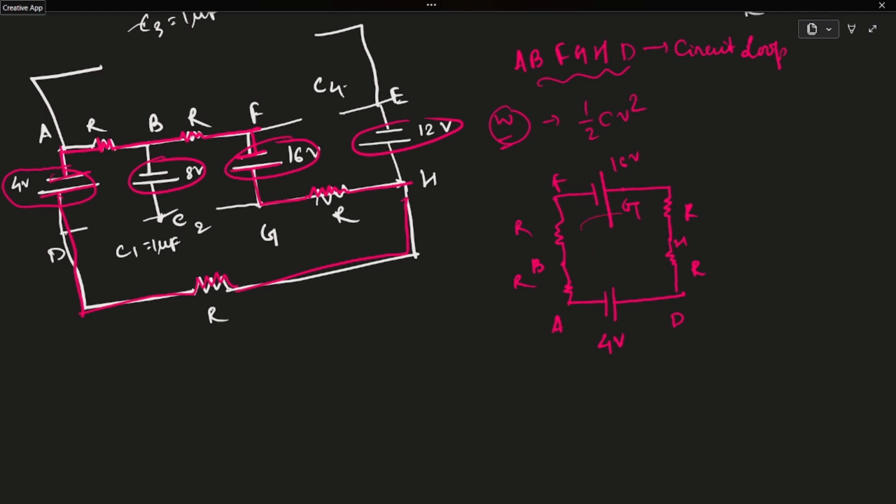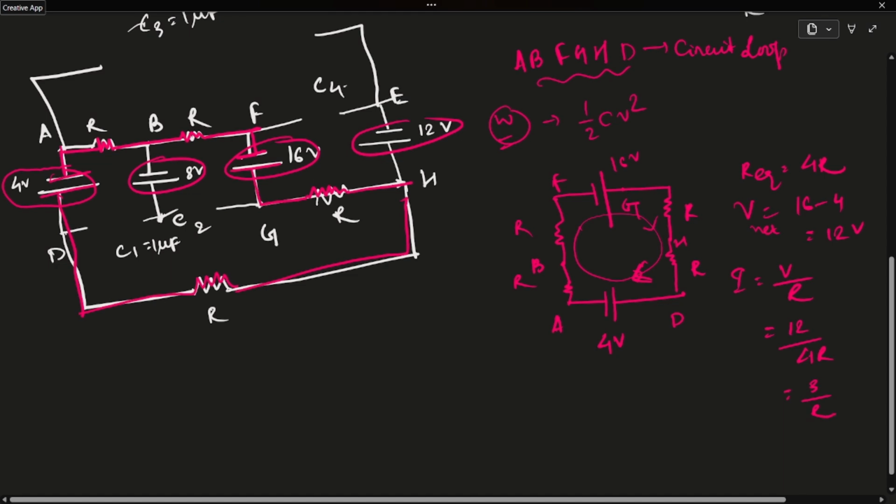So all resistors are in series. So R equivalent in the circuit is 4R. The 4 volt is opposing the 16 volt. So the net voltage V net is basically 16 minus 4 equal to 12 volts. Current I equals V by R according to Ohm's law. So 12 divided by 4R is 3 by R. This is the net current.